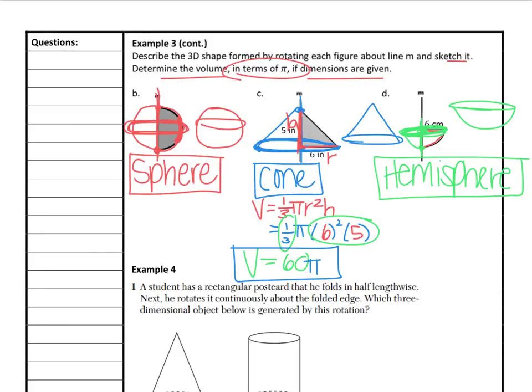So if our hemisphere has a radius of 6, then we can find the volume of it. But remember that we have to first take a sphere formula, which is 4/3 pi r cubed, and cut it in half. So really this is 4/3 pi 6 cubed cut in half. Okay, go ahead and type that into your calculator. Find your answer in terms of pi, please. Pause the video while you do it.